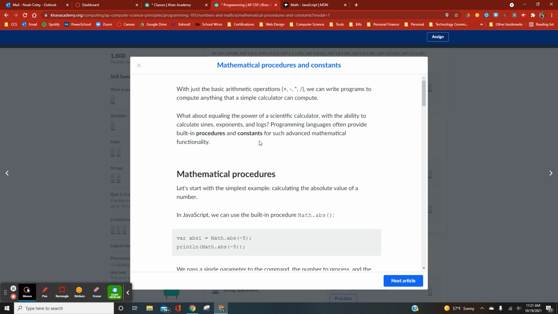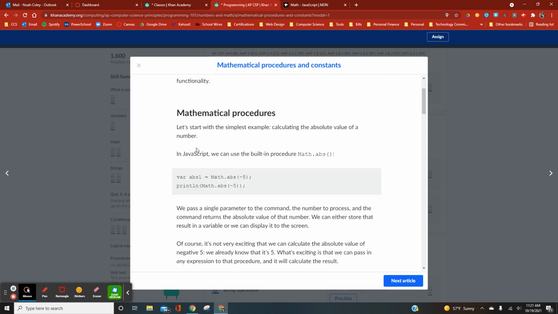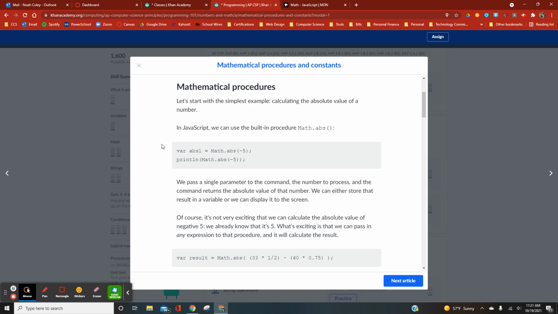Now, one moment. With just the basic arithmetic operators, we can write programs to compute anything a simple calculator can compute. Okay? But what about equaling the scientific calculator with the ability to calculate sines, exponents, and logs? Programming languages often provide built-in procedures and constants for such mathematical functionality. That's good news. So, again, don't freak out.